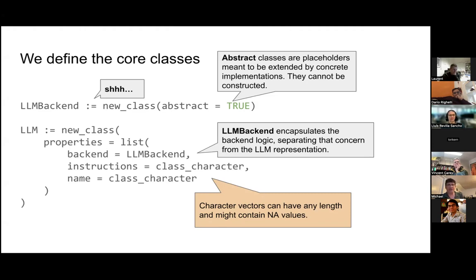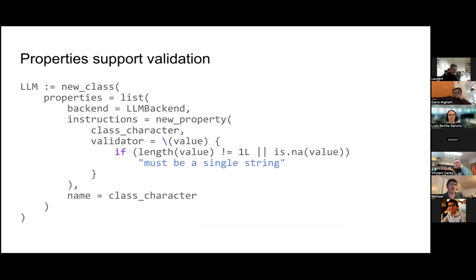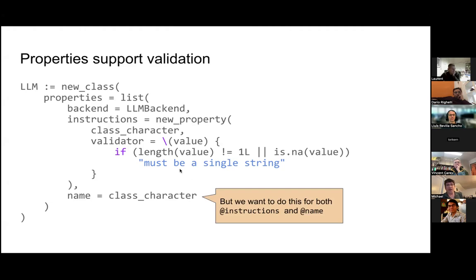You want a scalar, right? And so the properties support validation. You can define a validator on the property itself, not on the class, to say that you must not be an A, you must be a scalar. But we have to do that for a lot of things.